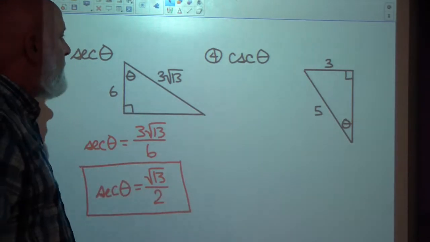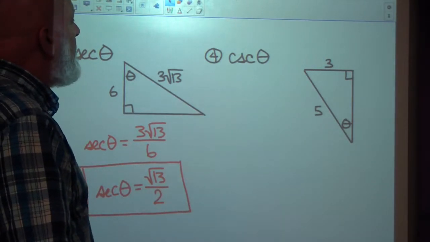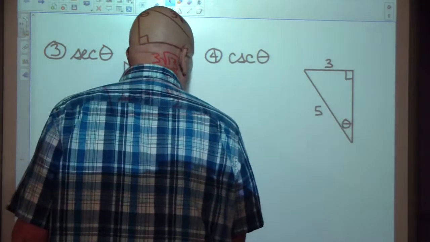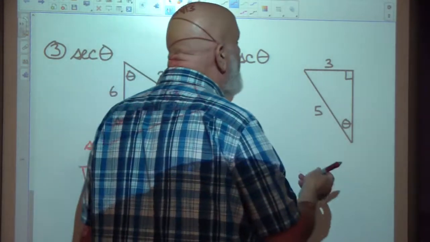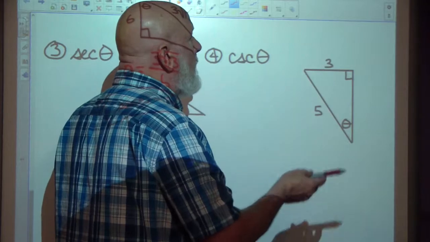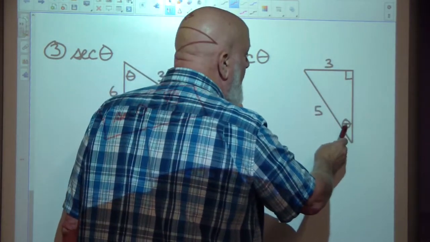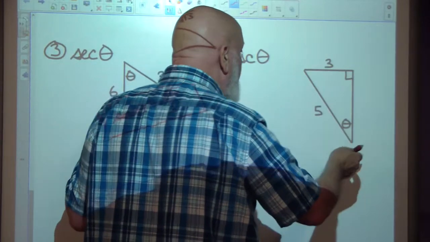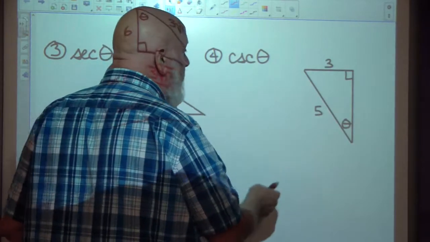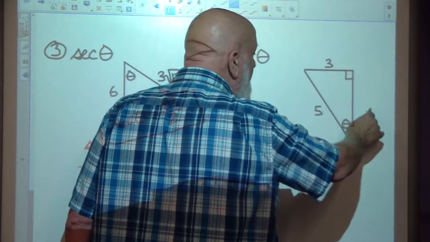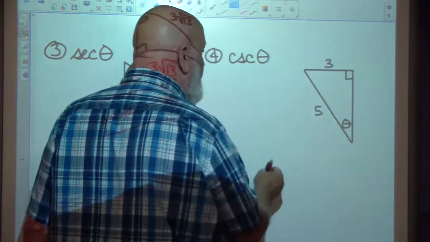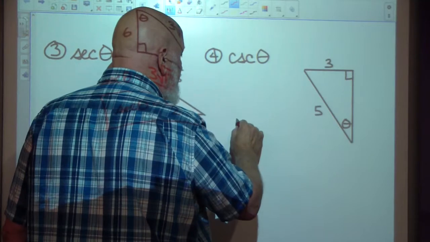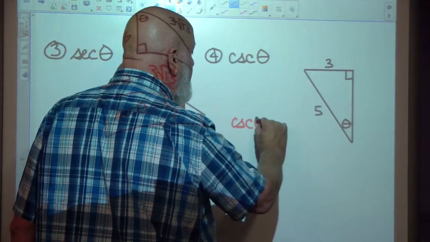Can you believe it? All right, let's take a look at this one. We're looking for the cosecant of theta. The cosecant of theta is defined as hypotenuse over opposite. So from here, I have the hypotenuse and the opposite, so I don't have to do the Pythagorean theorem again. Once again, I can ignore the Pythagorean theorem because I don't need this side. I just need the hypotenuse and the opposite. So that was convenient. I'll say the cosecant of theta.